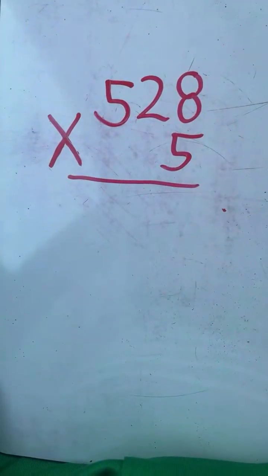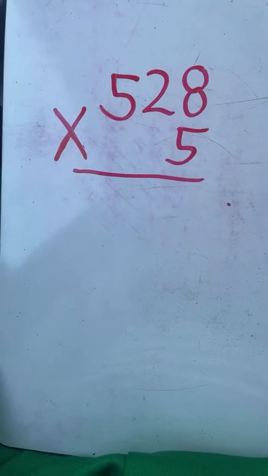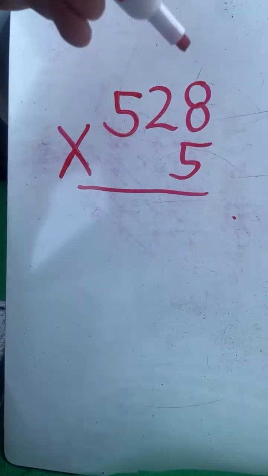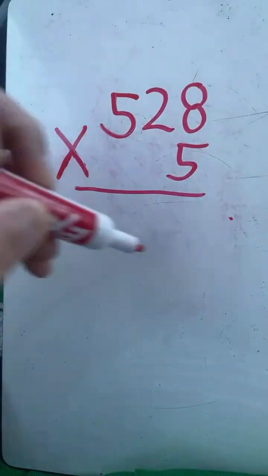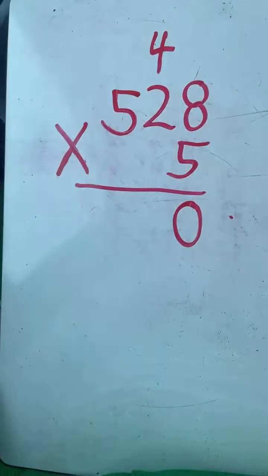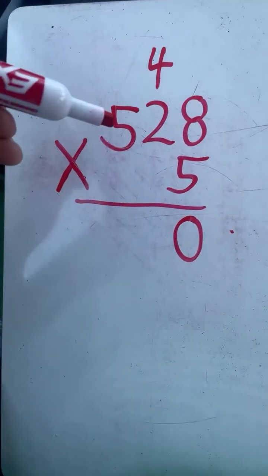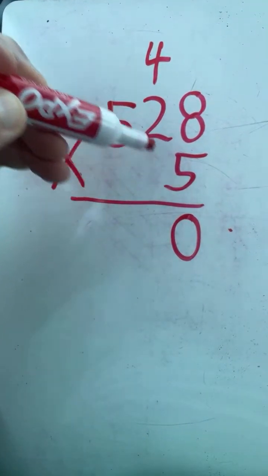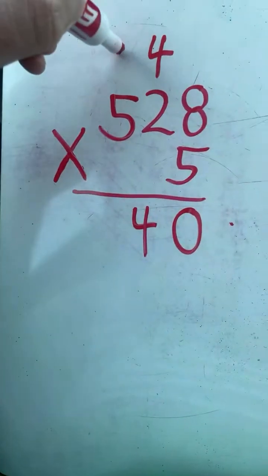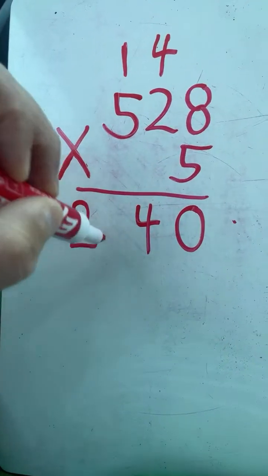All right, next example problem, we have 528 times 5. 8 times 5 equals 40, 0, carry the 4. 2 times 5 equals 10, plus 4 equals 14, 4 carry the 1. 5 times 5 equals 25, plus 1 equals 26.